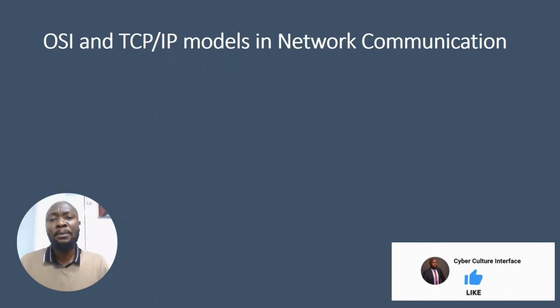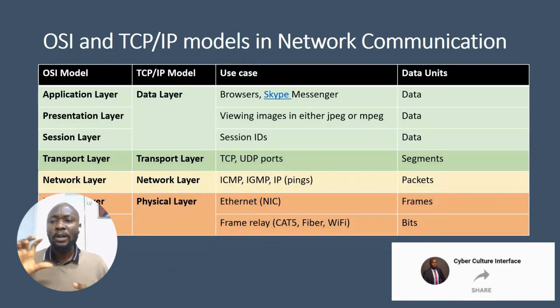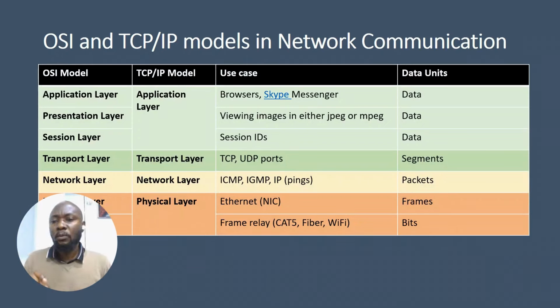The OSI and the TCP/IP models in network communication: there is a relationship between them. In the OSI model, we have 7 layers: the application layer, presentation layer, session layer, transport layer, network layer, data link layer, and the physical layer. In the TCP/IP model, we have the application, transport, network, and the physical layer.